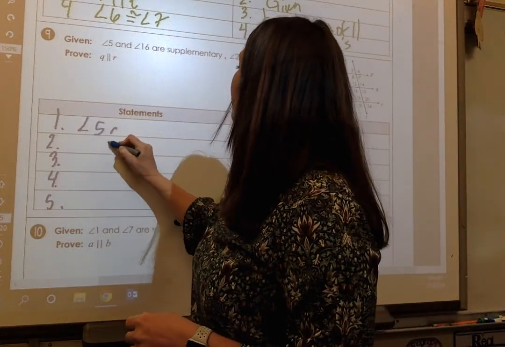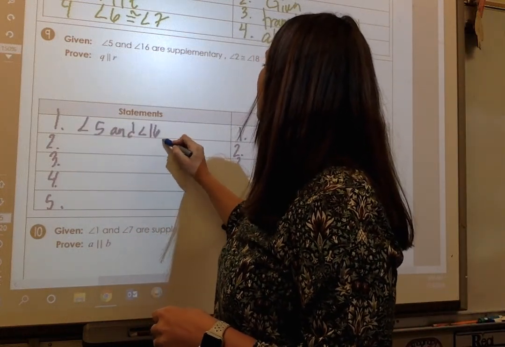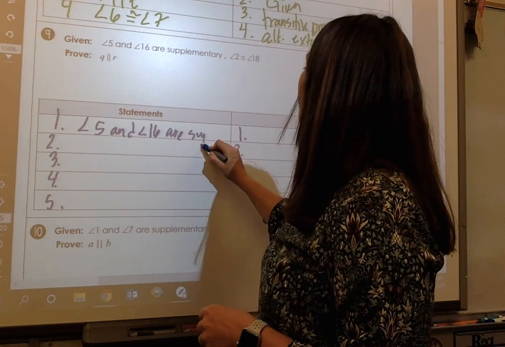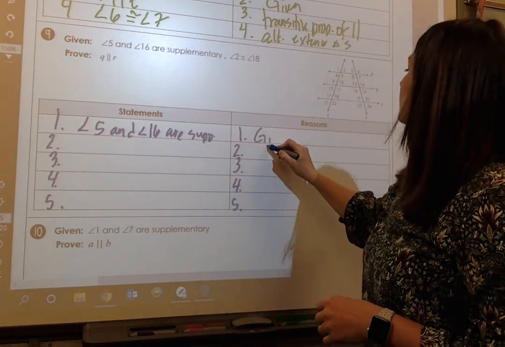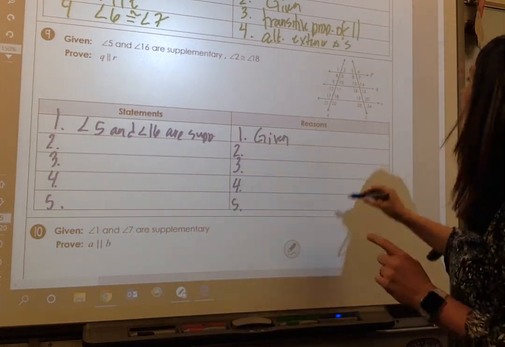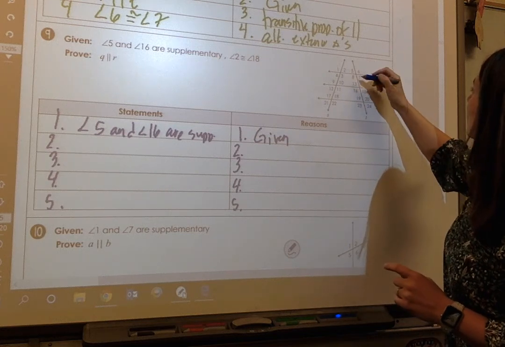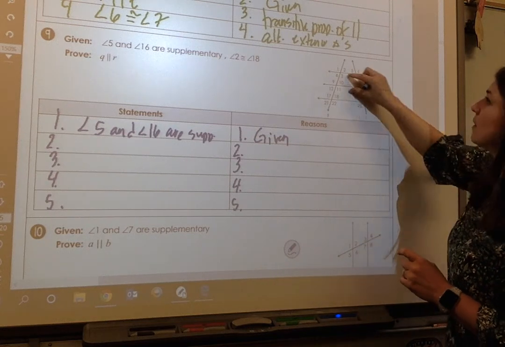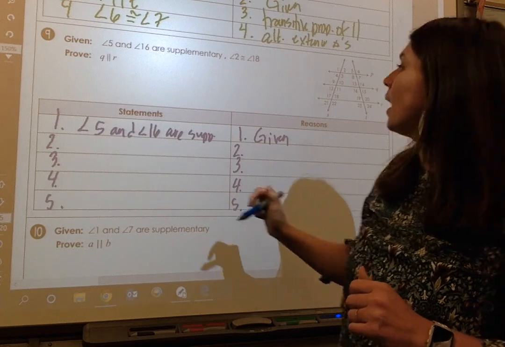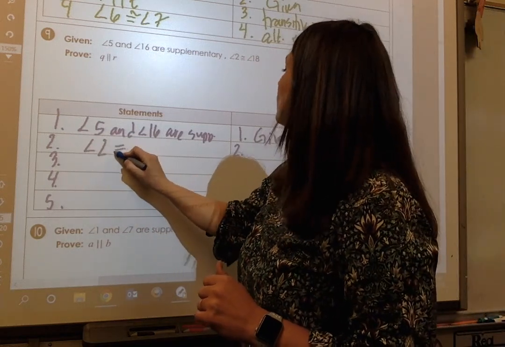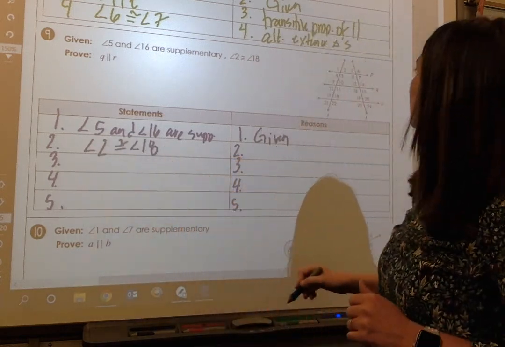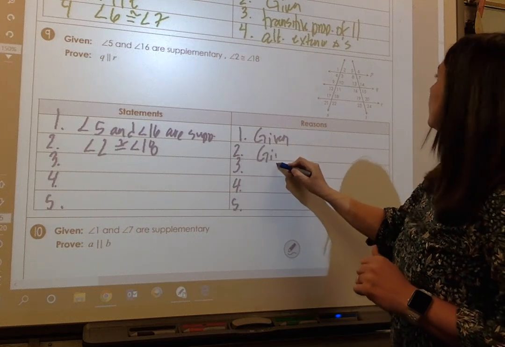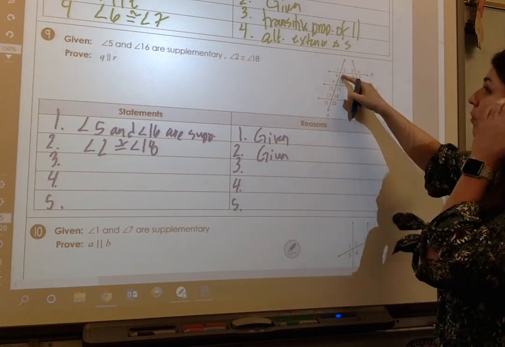So angle 5 and angle 16 are supplementary. That's going to be a given statement. I'm going to look at angle 5 and angle 16. So here's angle 5 and angle 16 done with P and Q. And I know that angle 2 is congruent to angle 18, and that's a given statement. But let's look at angle 2 and 18, corresponding angles.